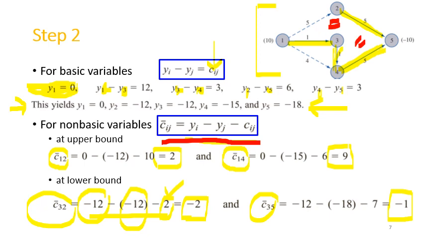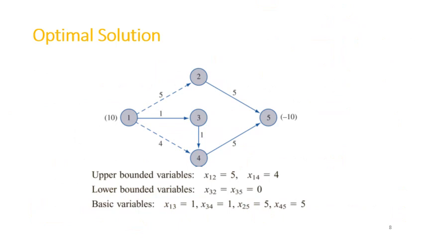Since everything is already okay, both for the non-basic variables at upper bound and non-basic variables at lower bound, it means that everything satisfies the optimality condition. So in other words, our BFS here is already optimal, and then we can stop the process. We have obtained the optimal solution. So this is the optimal solution.